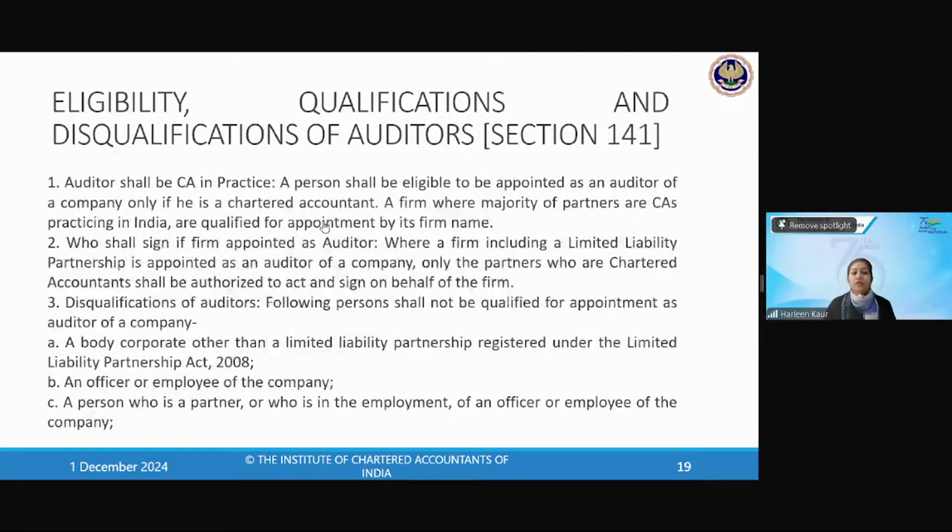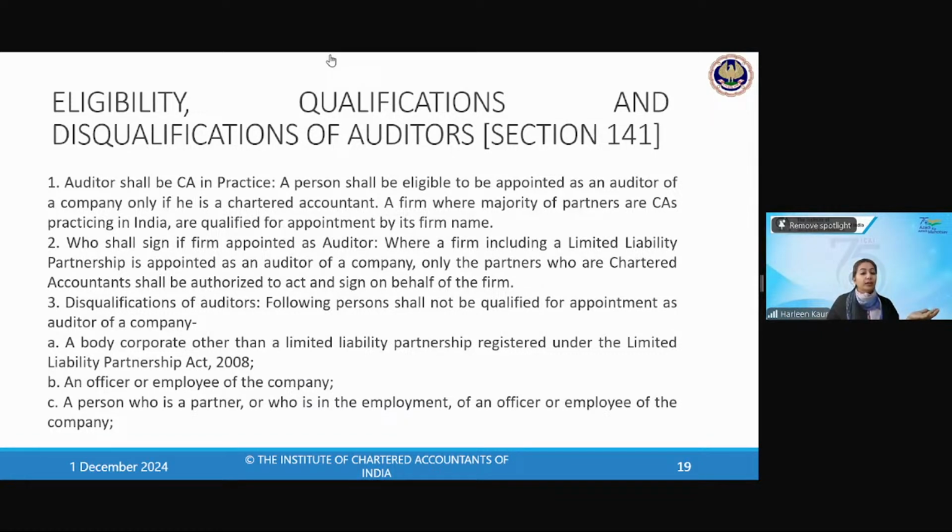So let's briefly discuss all these points. Number one, he has to be a CA in practice. Even the firm where majority of the partners are practicing in India, they can be qualified by their firm's name, not as an individual partner. But if I am a partner in an audit firm, that audit firm, if I'm a CA in practice, then the audit firm can also be appointed as an auditor.